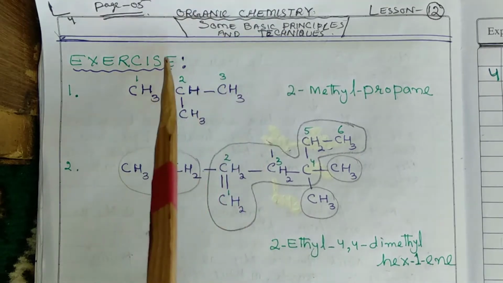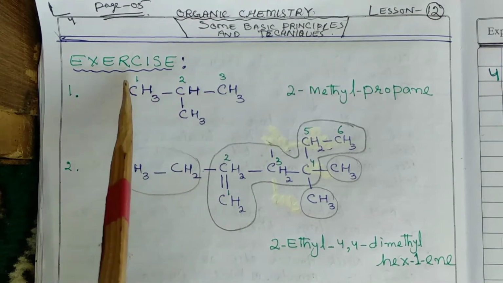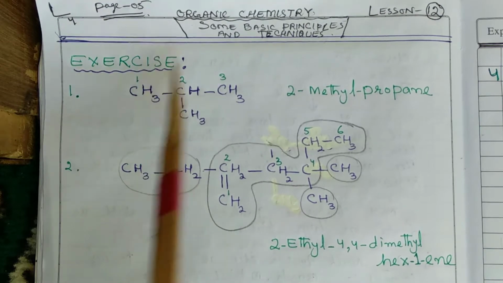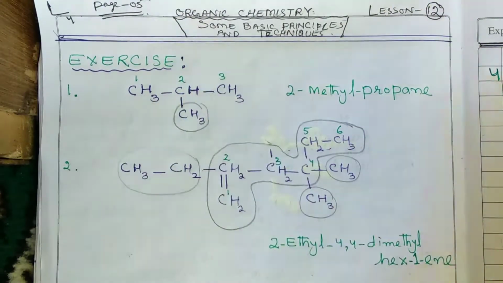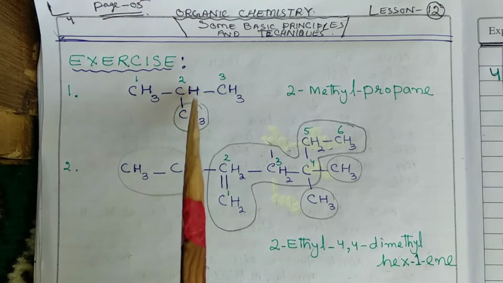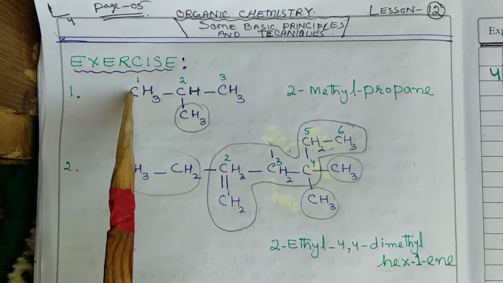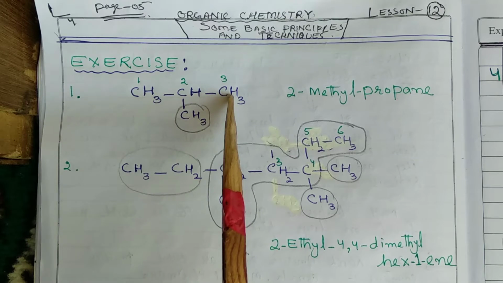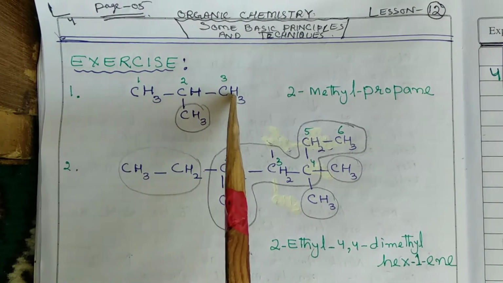You can see here 1, 2, 3. There are 3 carbon atoms in the chain, and here you can see this methyl group as a substituent. So at carbon number 2 there is a substituent methyl group. You can read it like this: 2-methyl, and the chain is comprising of 3 carbon atoms, so we can write it 2-methyl propane.